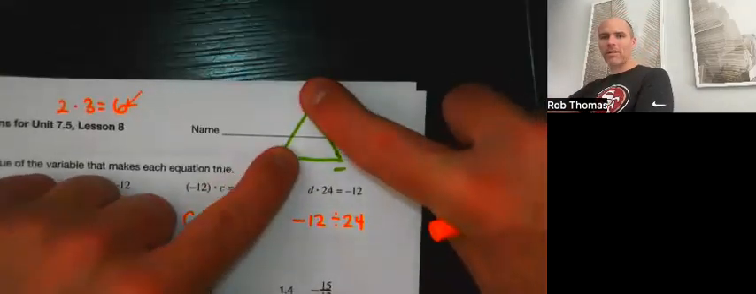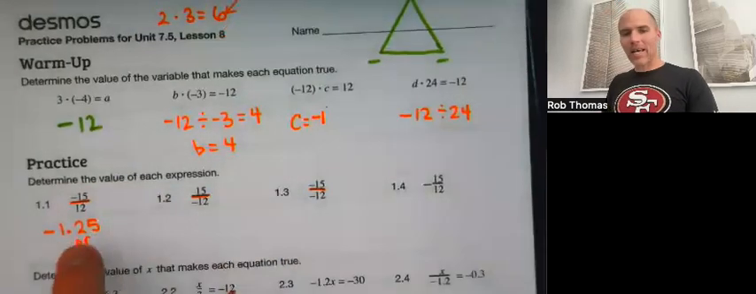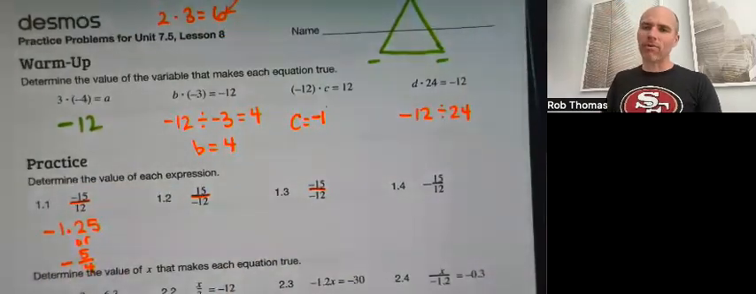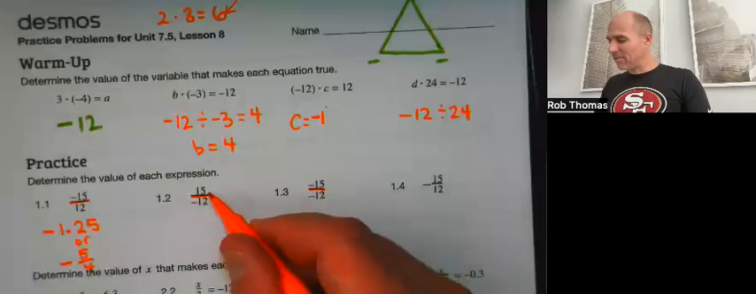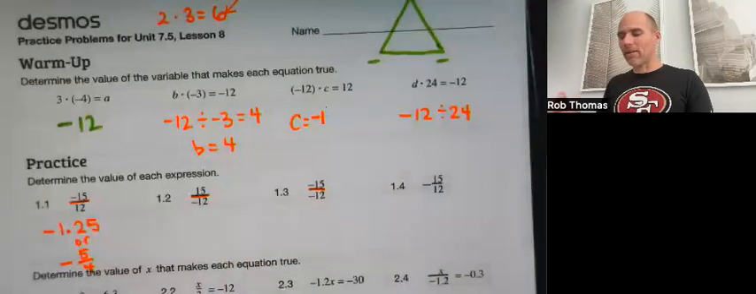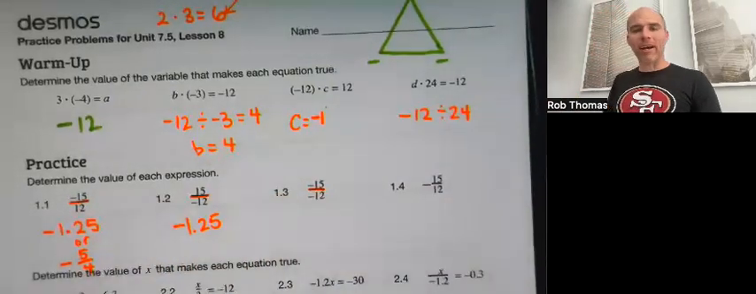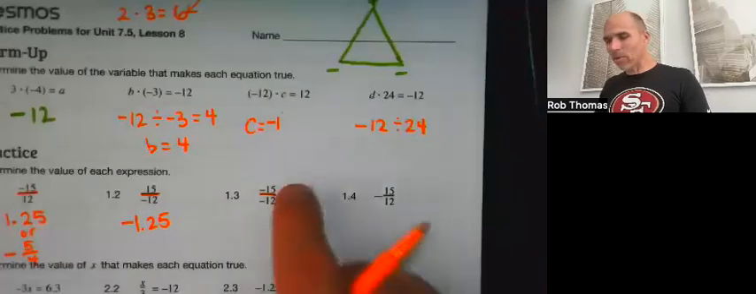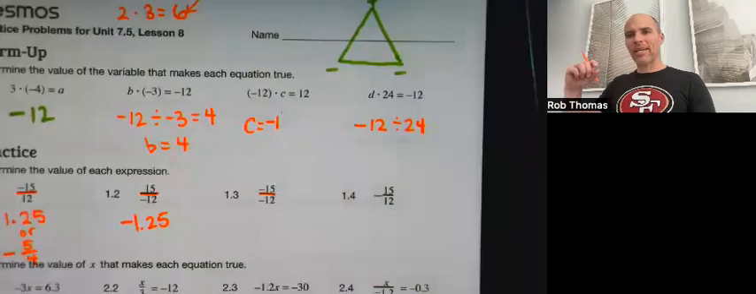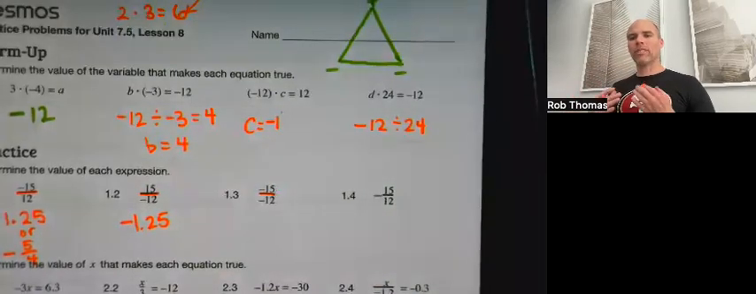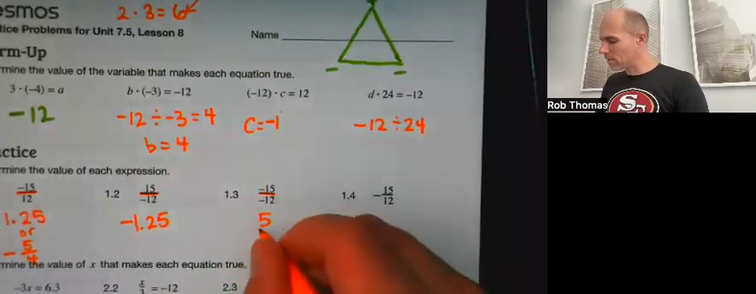Negative divided by positive. I can still see a negative symbol there. That's my reminder that this one should be negative. So you can have negative 1.25 or you can have negative 5/4 as your answer here. Next one, we have a positive divided by negative. That's going to turn out negative. So you could have negative 1.25 or negative 5/4 as your answer. The next one, we have negative 15 divided by negative 12. This is a negative divided by a negative, which results in a positive. So you could have your answer as positive 1.25 or positive 5/4.